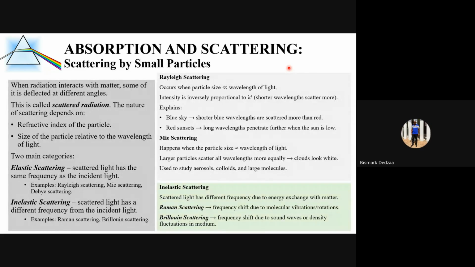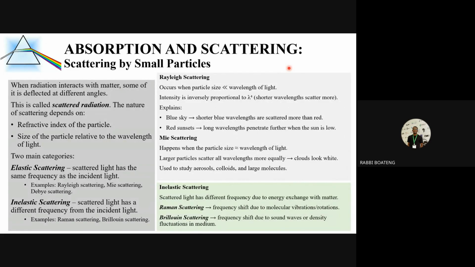Okay, yes, sir. So now let's look at the sizes of particles when it comes to scattering. As of now, you know that when light is incident on matter, absorption can happen, reflection can happen, refraction can happen, scattering can happen. This scattering we are talking about is very dependent on two factors. Scattering radiation is dependent on one, the refractive index of the particle, and two, the particle size. That is what I want to talk about here. The particle size is very important.